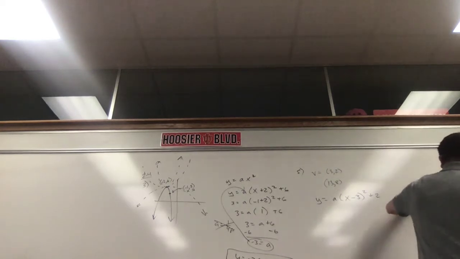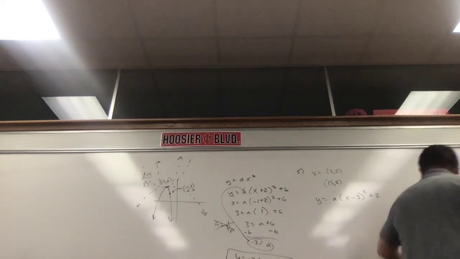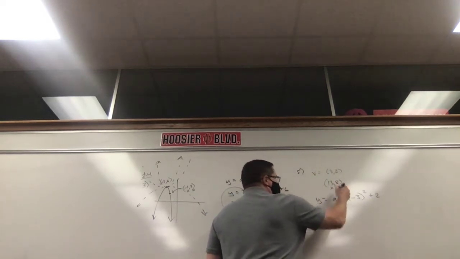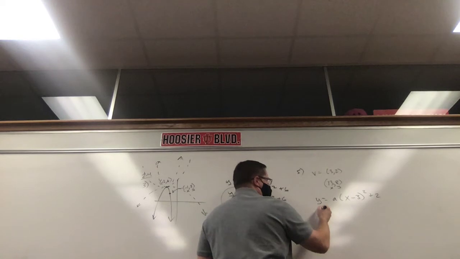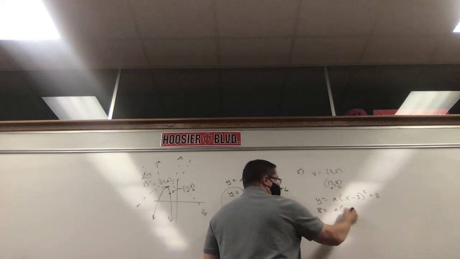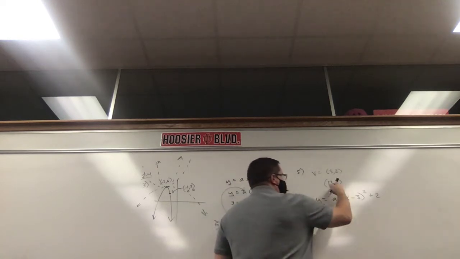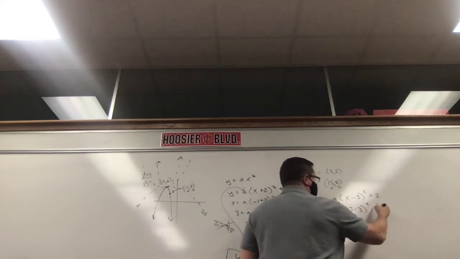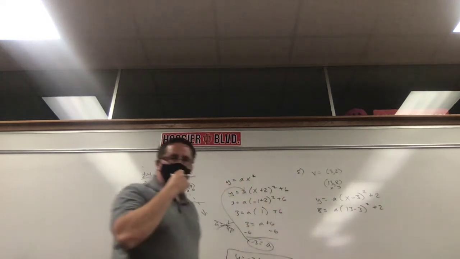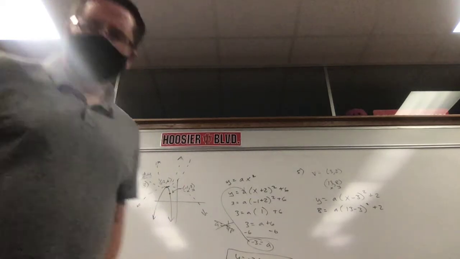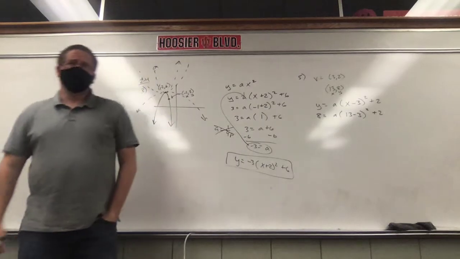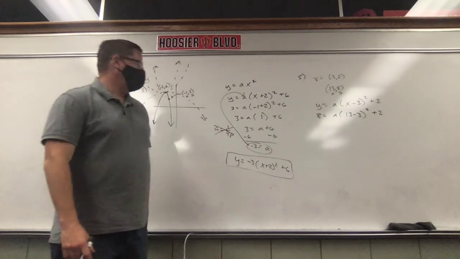But I want the one that not only has a vertex of 3, 2, but goes through the point 13, 8. So that's an x value, that's a y value. Plug in 8 for y. Leave a alone. Plug in 13 for x. Minus 3 squared plus 2. Again, I want to make sure you understand. What computation did I just do? None. You plugged in. I just plug stuff in. I didn't do any calculating yet.